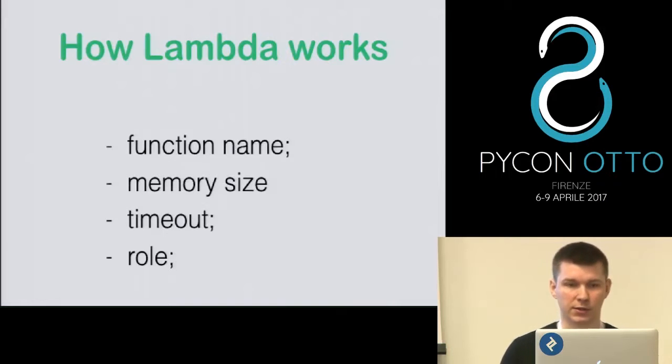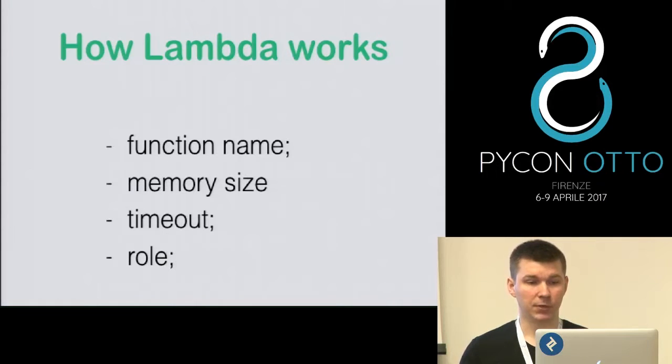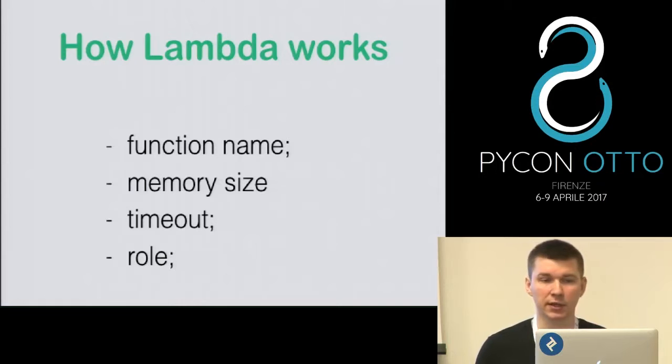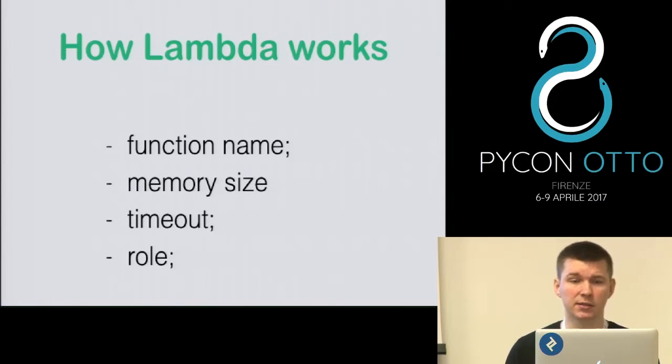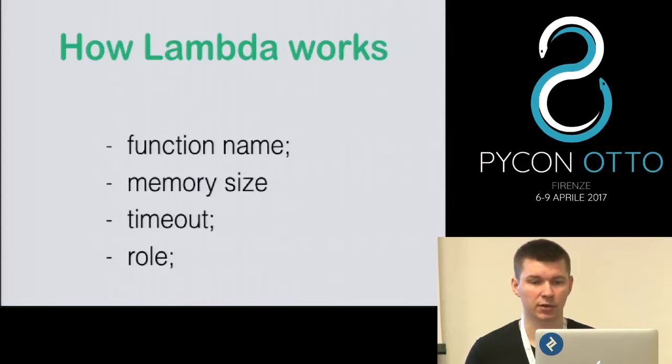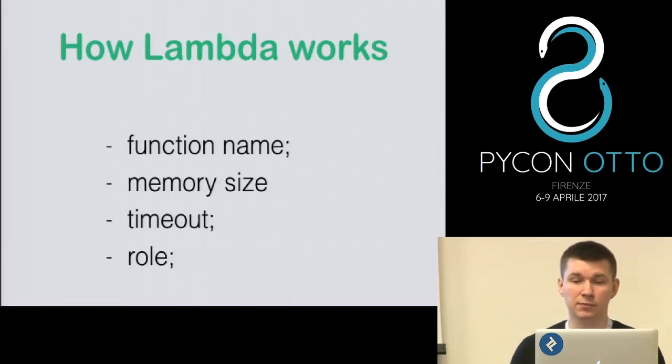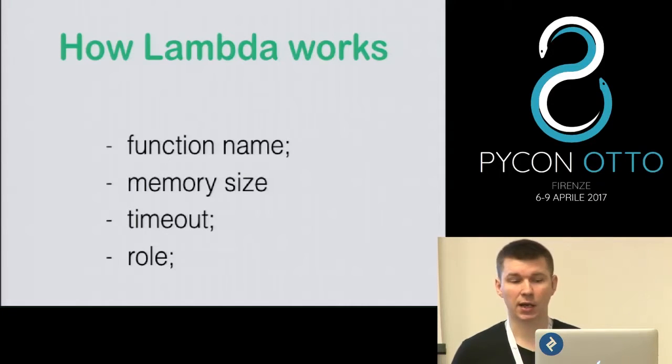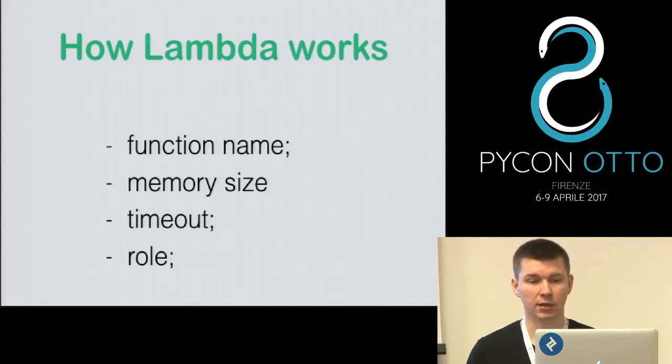How does Lambda work? What you really need is to go to AWS and create a new function. You select a name, you select memory size, timeout, role, whatever. I think it's very easy. One note: when you choose, for instance, 256 megabytes of memory, it allocates approximately proportional CPU power to your Lambda. And as in all AWS services, you can play with these sizes.